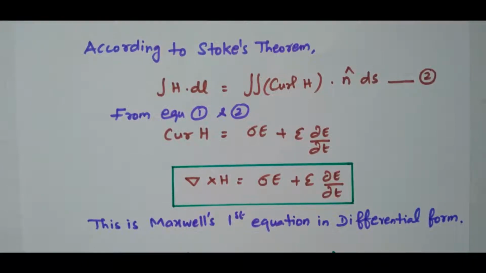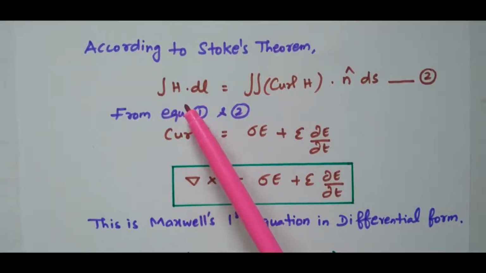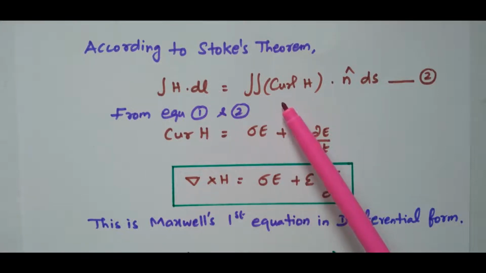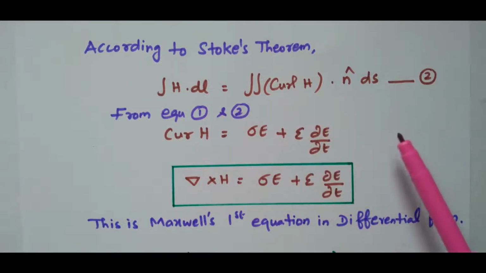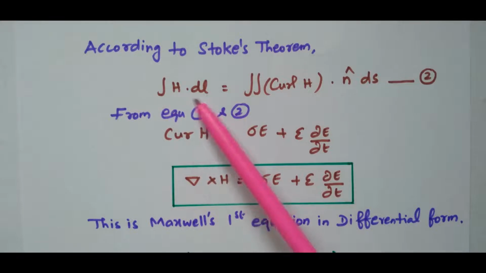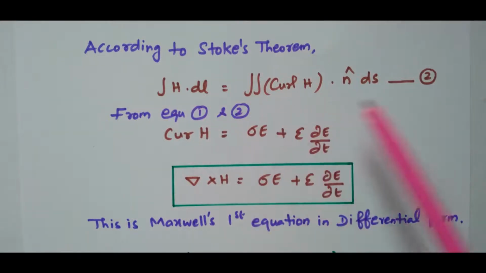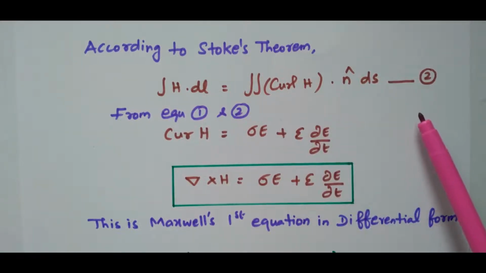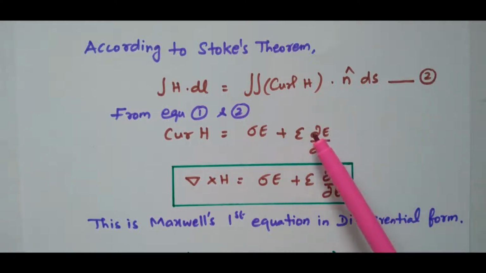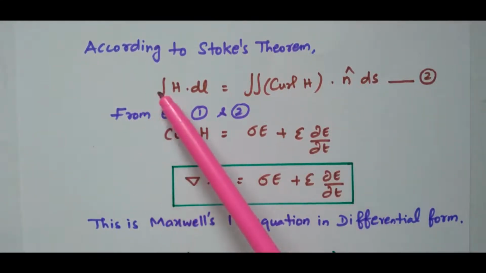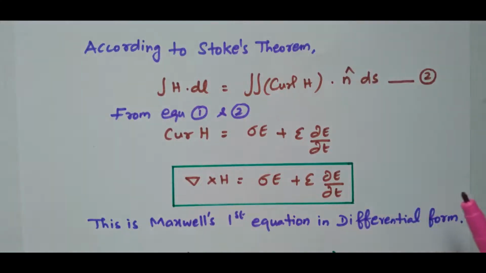According to Stokes' theorem, this integral H dot dl can be written as double integral curl H dot n cap ds. We take this as equation number 2. By comparing equations 1 and 2, the left hand side, integral H dot dl, is equal, so we can equate the terms on the right hand side. So curl H equals sigma E plus epsilon dou E by dou t, as available in equation 1.